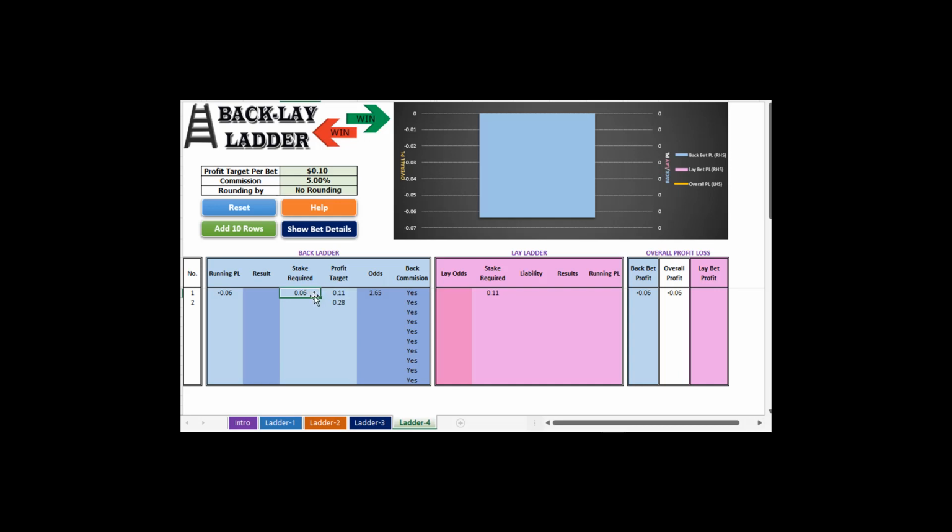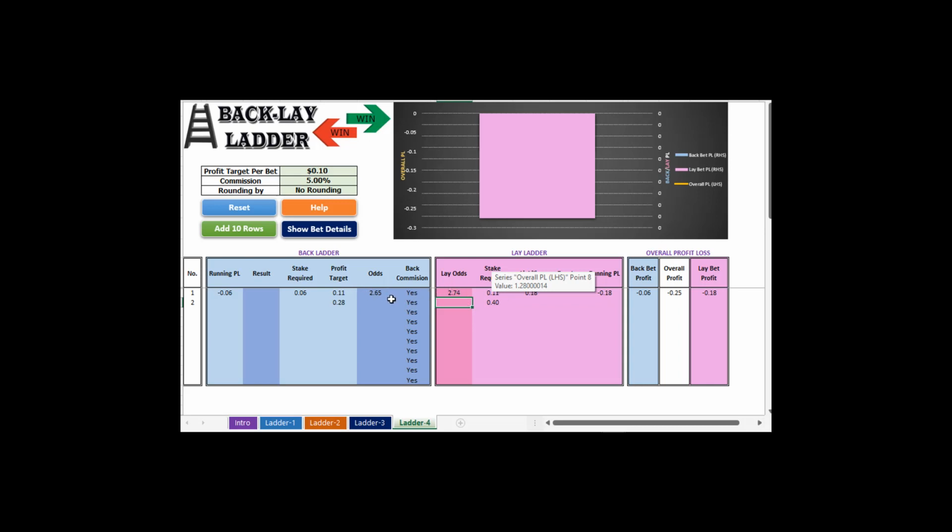Okay, so we've got the stake in there, so we go into the race, we put our 6p on the horse, and then the lay odds are at 2.74, so we have to stake 11p. Okay, so that's our first race done.